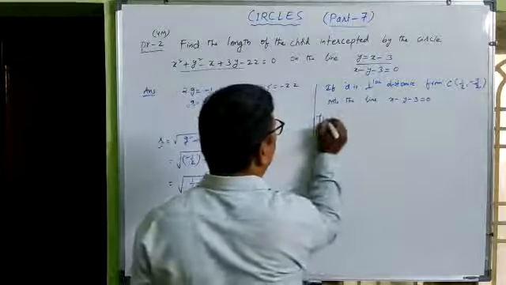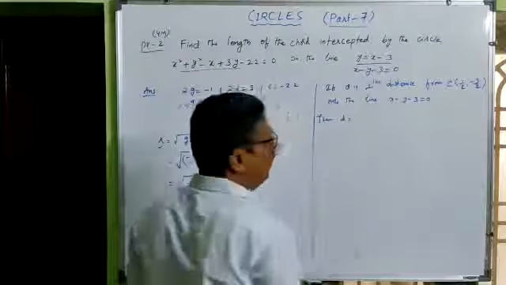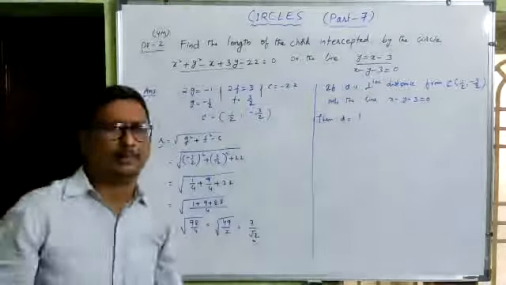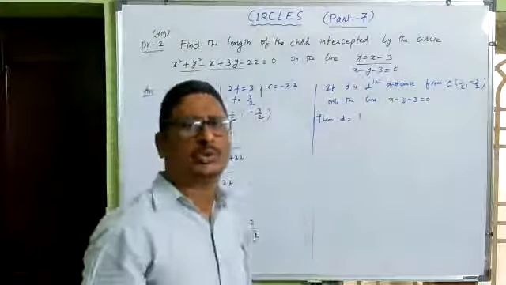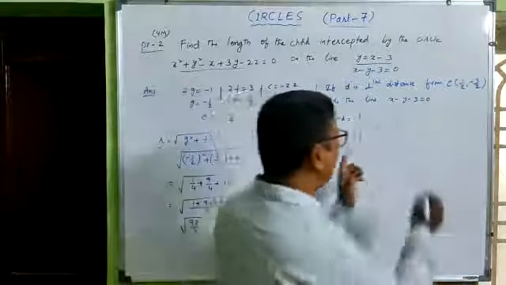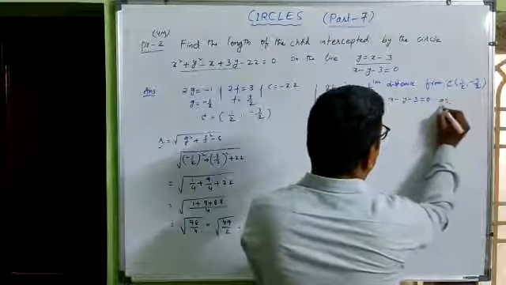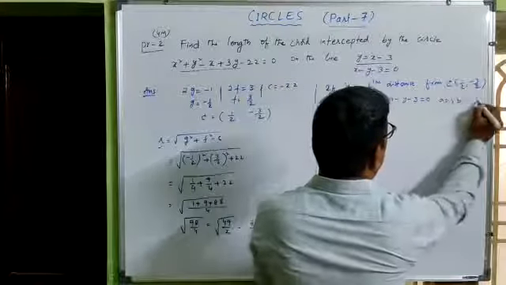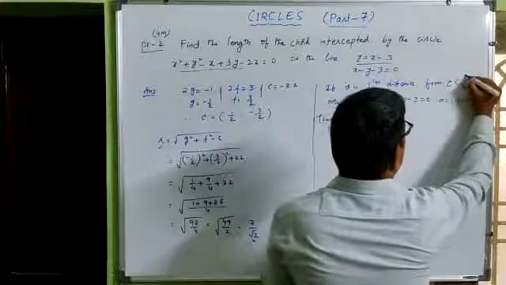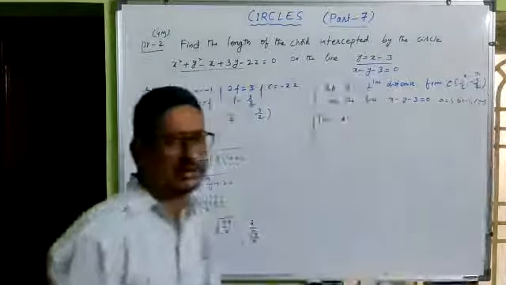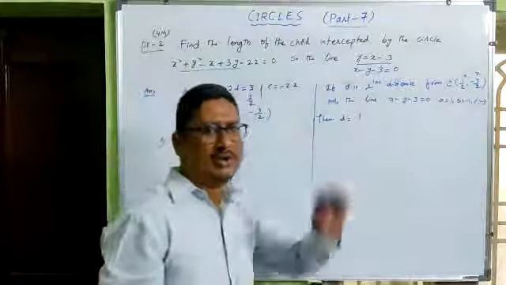So then D is equal to, what is the formula? Modulus of ax1 plus by1 plus c by under root a square plus b square, where a, b, c are: a is 1, b is minus 1, c is minus 3. This is x1, y1. Substitute the length of the perpendicular formula already given in the previous problem.